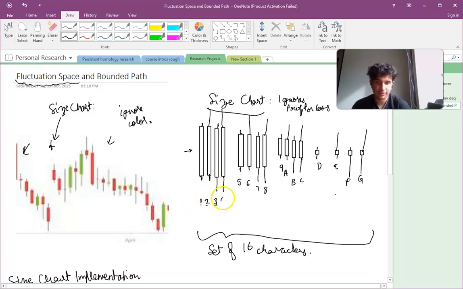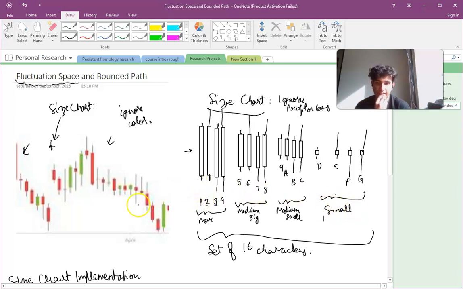These four are the biggest size, so this is like our max wicks, our max candles. This is sort of like medium big, big. This one is like medium small, and this one is small. Basically, I'm going to look at this graph and try to find the closest pattern in this, and assign whichever number is closest to it.